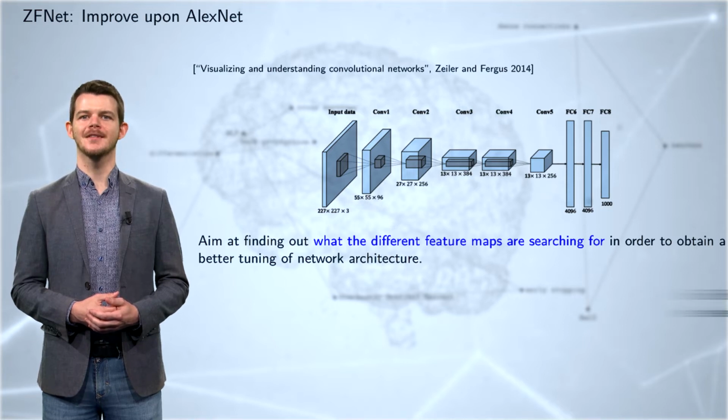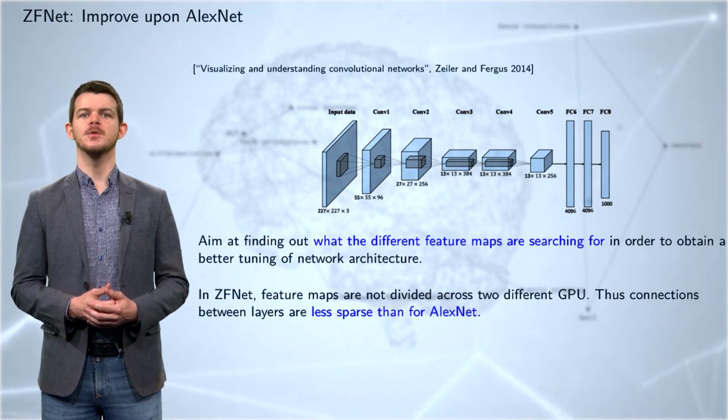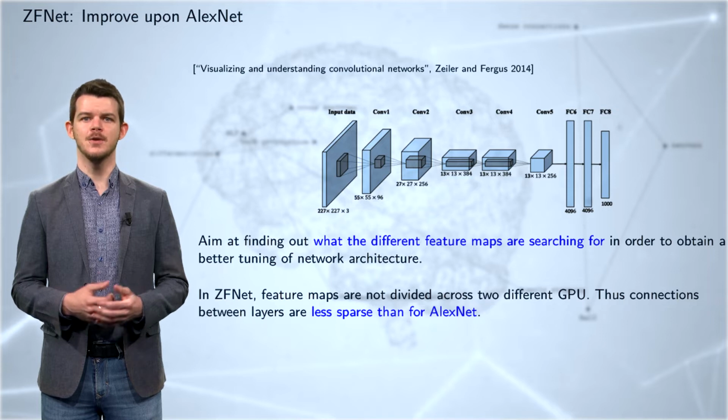However, the feature maps are not split into two different GPUs. Thus, connections between layers are less sparse than the ones in AlexNet. The original paper is mentioned here.